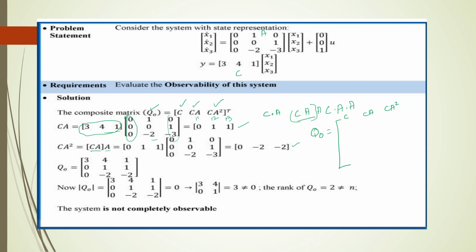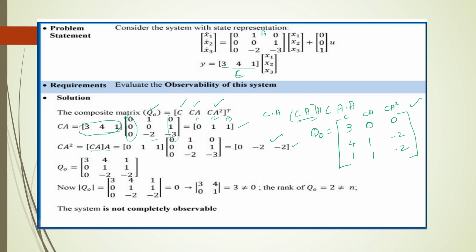So the first thing is C. If it is a row, we need to take it as a column. So first here is C: 3, 4 and 1. Then is your CA, so now fill out with 0, 1 and 1. Now CA square: 0, -2 and -2. This is the actual QO we got from this.